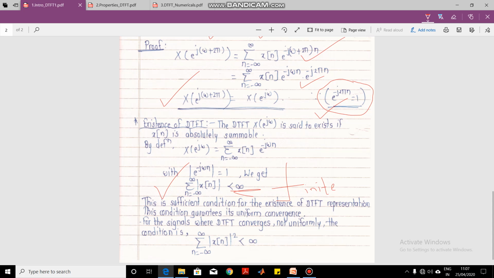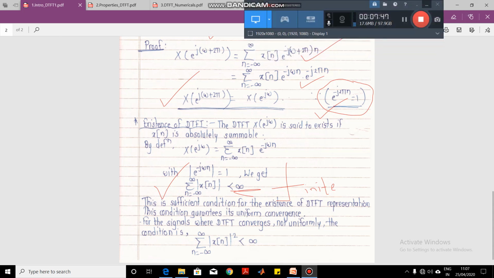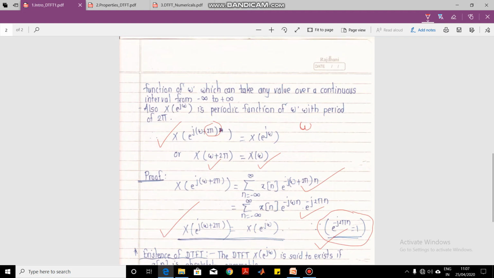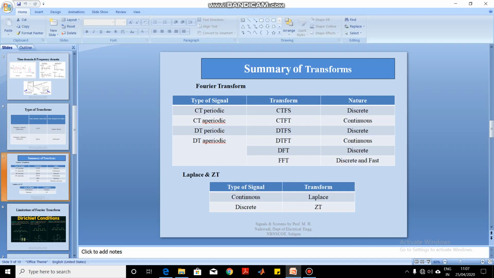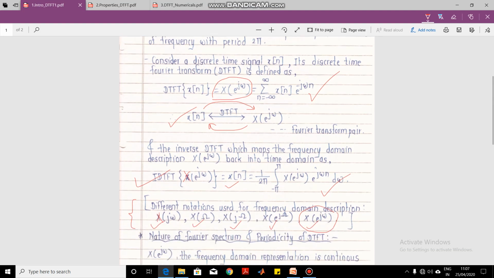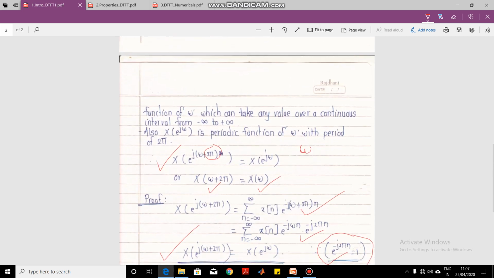Now we can understand that the discrete time Fourier transform is an important type of transform which is used for analyzing discrete time signals. We will be using this transform for computing the Fourier transform of discrete time aperiodic signals. We will be solving a few numericals on this in order to understand the discrete time Fourier transform.